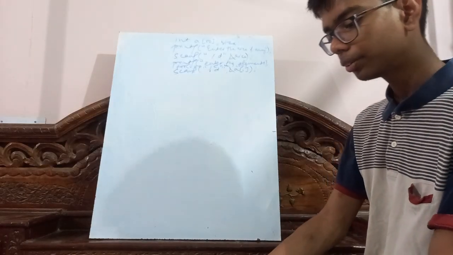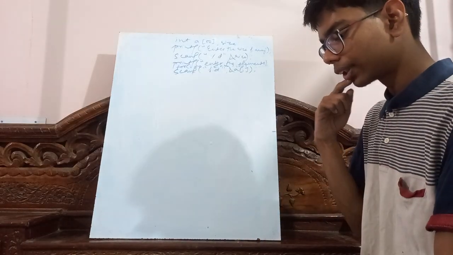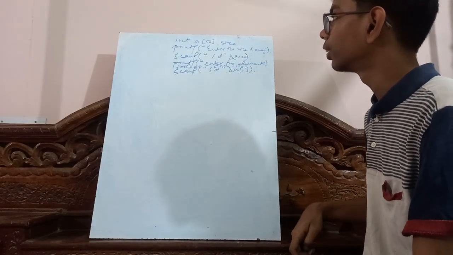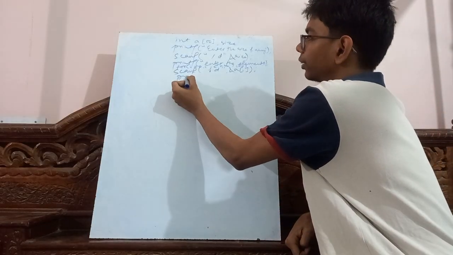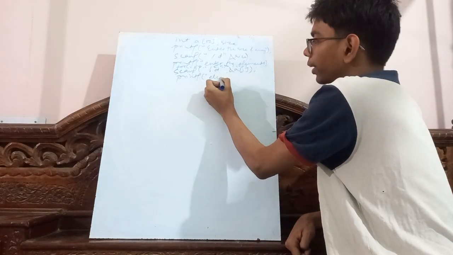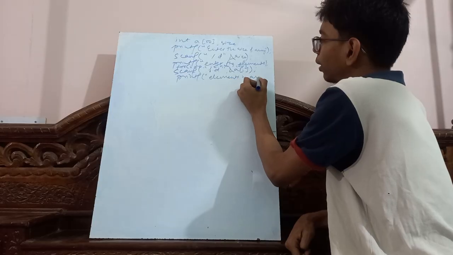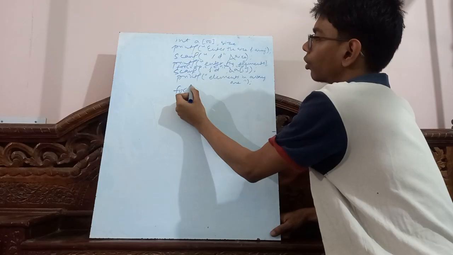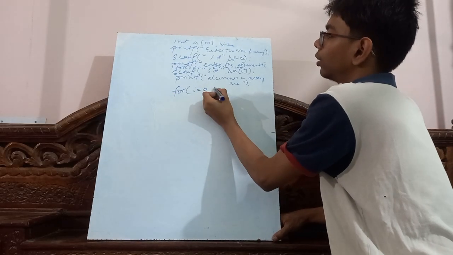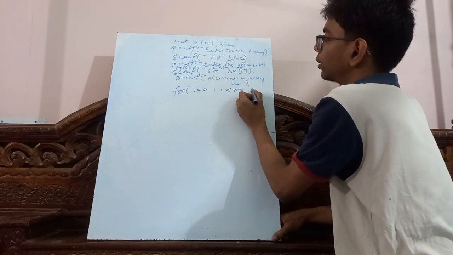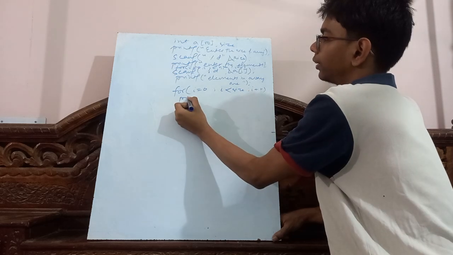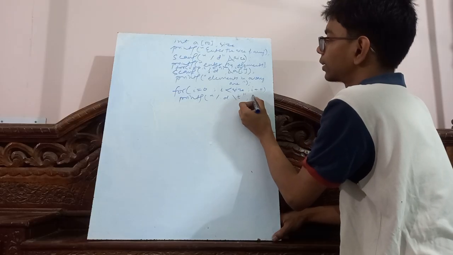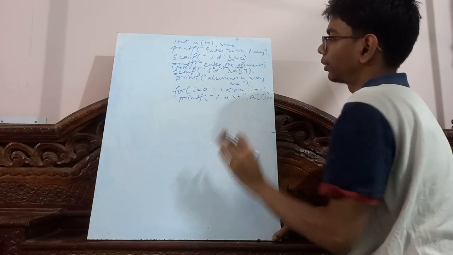And then for displaying the array, I will write printf elements in array are. I will again run a for loop starting from index 0, i less than size, i plus plus, printf %d followed by a space and a of i, right?